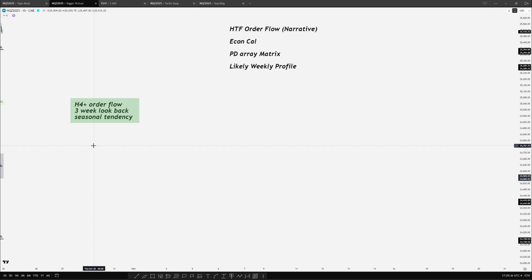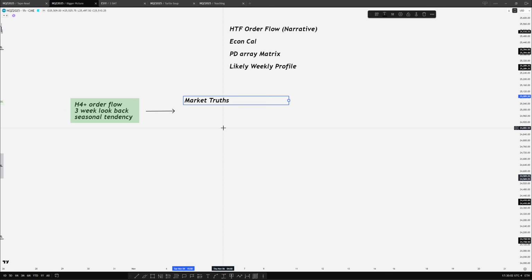So determine your 4 hour weekly order flow coming into it. Use a 3-week look back to determine liquidity and such, and seasonal tendencies. This shouldn't be too hard on a Sunday, just looking at the following days. Okay, I have a rough bearish or bullish bias based off of XYZ, and those should obviously be incorporated into the market truths. So if you're having trouble determining what your narrative is going to be and what you're going to start off with, these should be flowing from market truths: open, low, high, close, MMXM, ERL, and IRL.